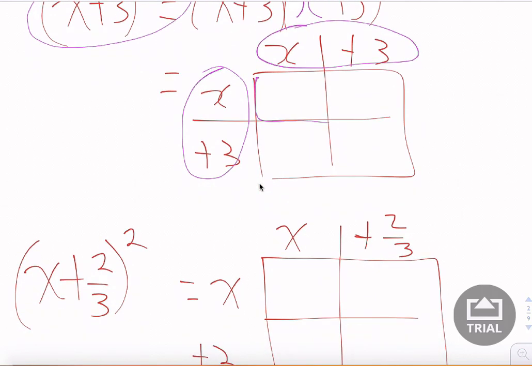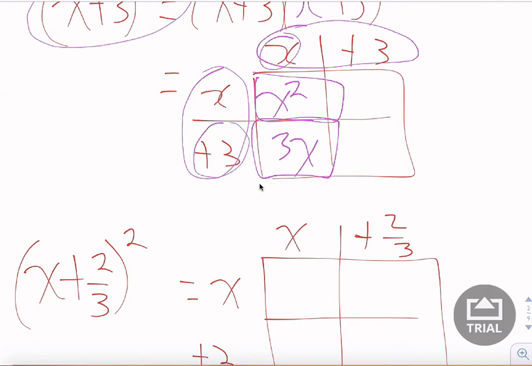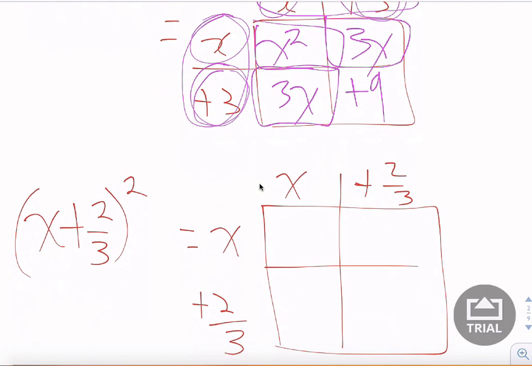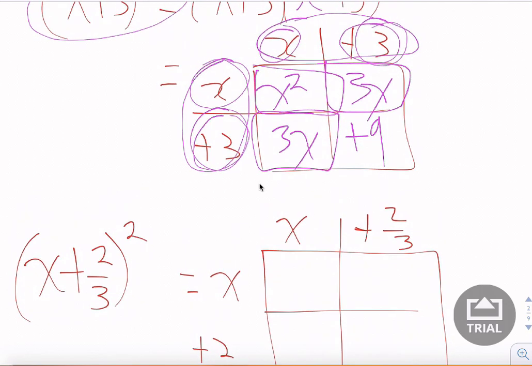So in this box right here, we get x times x, which is x squared. Then in this box, we have x multiplied by plus 3, which is 3x. In this box here, I end up with 3 multiplied by x, which is 3x. And in the last box, it's 3 times 3, which is positive 9. Notice what a perfect square looks like. The diagonal will always have the same values.